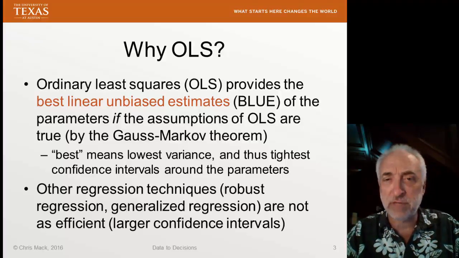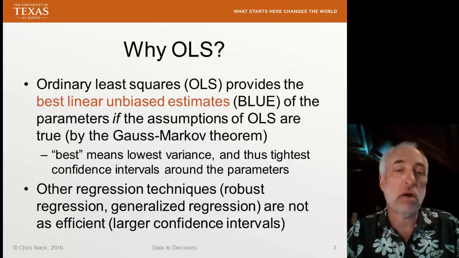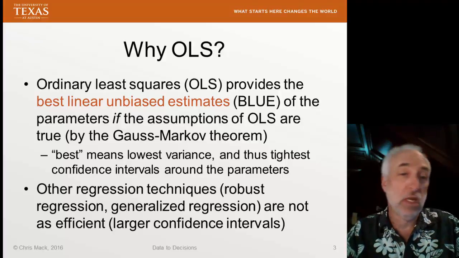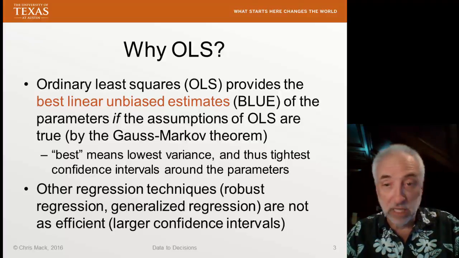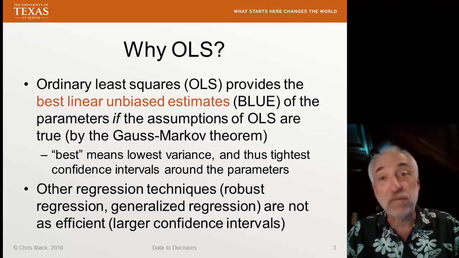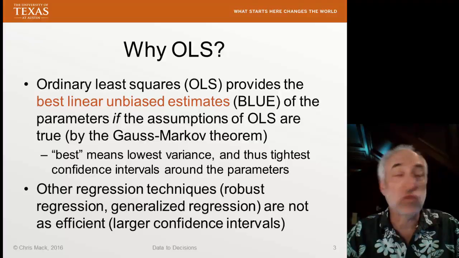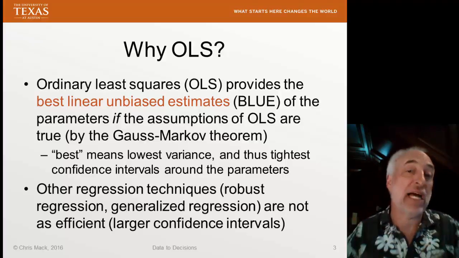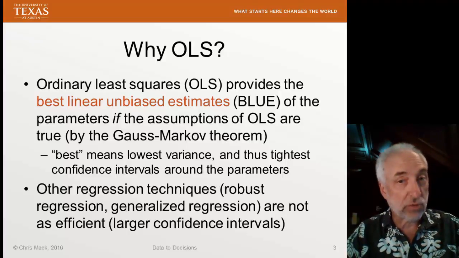These are both very, very good things that we like about OLS, which is why we always want to use it. But it's only true if the assumptions are valid. When they're not, we have to do something about it. Well, one thing we could do is use other regression techniques like robust regression or generalized regression, but they're not as efficient. They produce larger confidence intervals. So we will only go to those techniques when we have to, and we're going to talk about those techniques later in the semester. We haven't gotten to them yet. So far, we've only talked about versions of ordinary least squares regression.